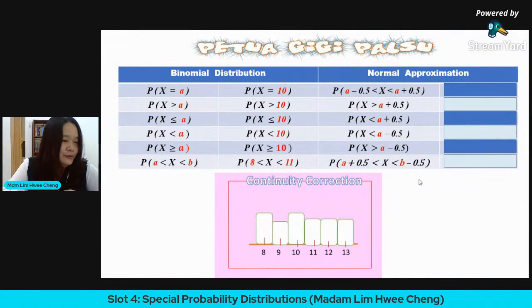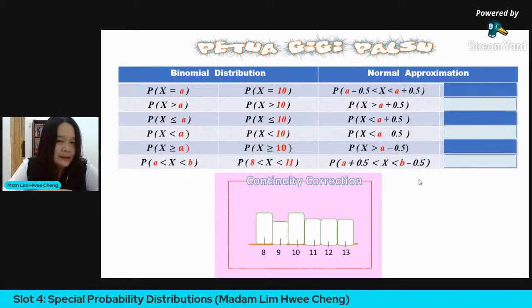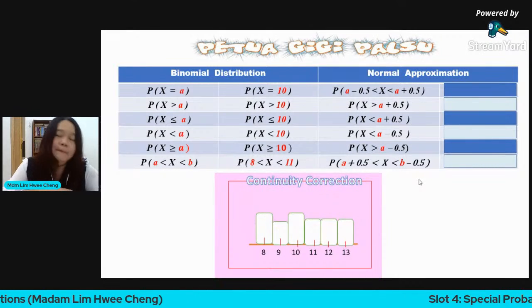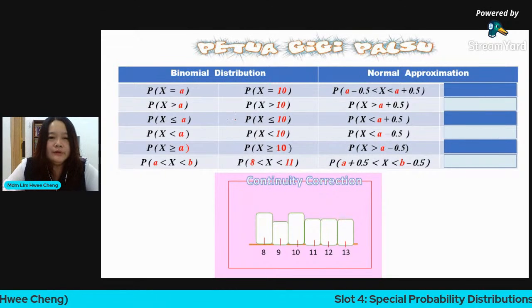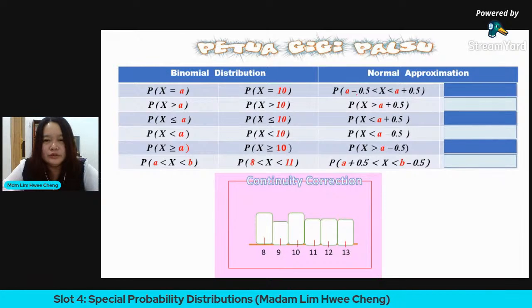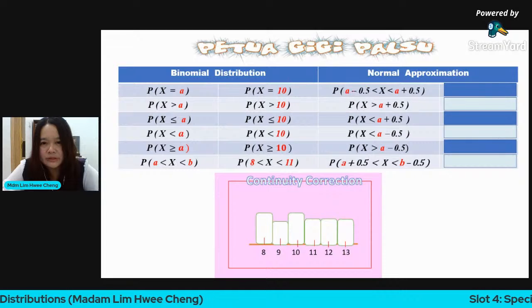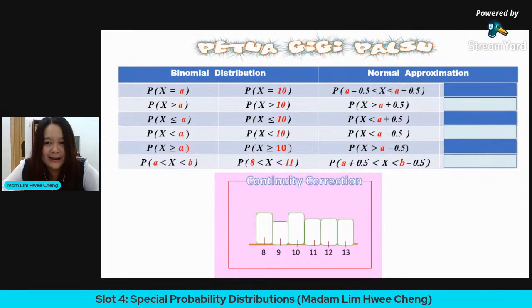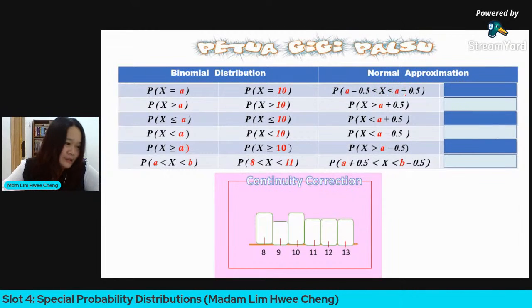Everyone, you can take a piece of paper. We try together. From the binomial, we know that X equal to a, we have to change to normal approximation by using the correction formula: X is greater than a minus 0.5 and X is less than a plus 0.5.